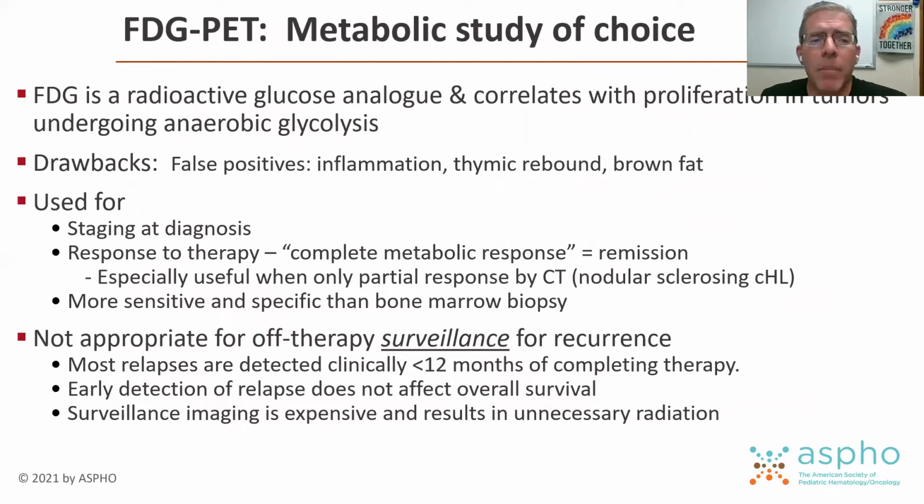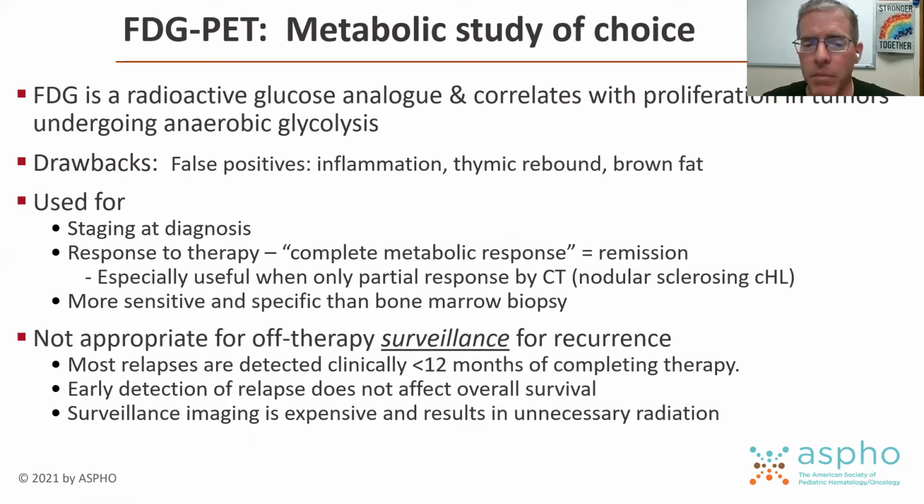When we do a PET scan, it is the metabolic study of choice. FDG is a radioactive glucose analog. It correlates with proliferation in cells undergoing anaerobic glycolysis. The drawbacks are you get false positive inflammation, you can get thymic rebound, you can get brown fat. But we use the PET scan for staging at diagnosis. We use it for response to therapy.